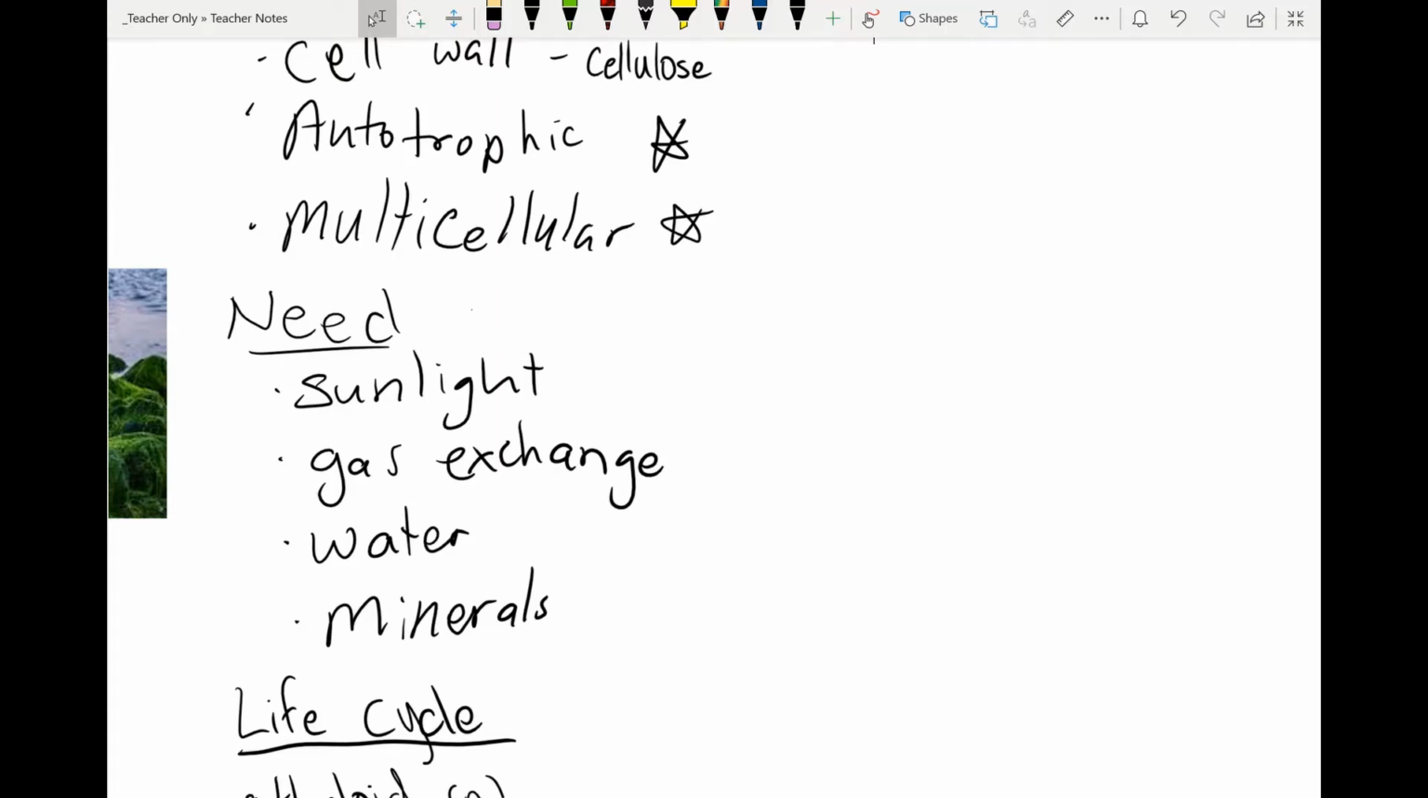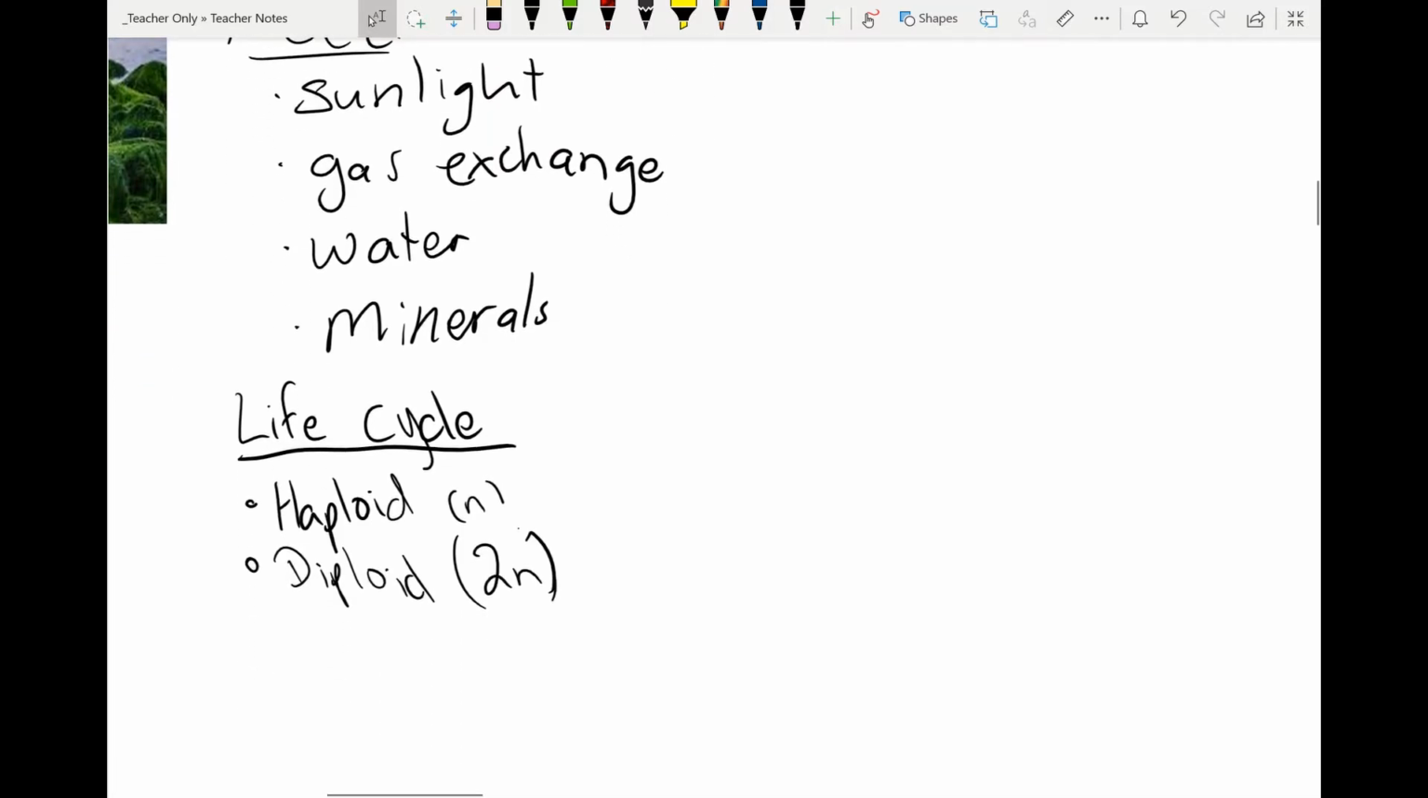And then the last thing I talked about last lesson was this sort of life cycle where they spend part of their lives in a haploid stage where they have one set of chromosomes. So rather than their chromosomes coming in pairs, when they're haploid, they only have one set, and then diploid, where they have 2 sets.